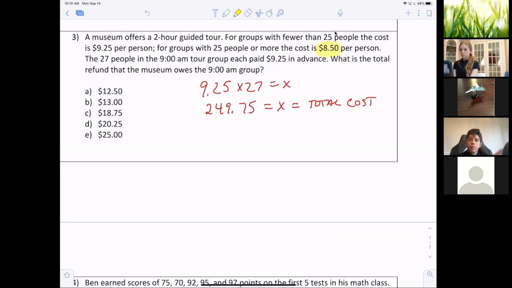Now remember, they should have only paid $8.50 per person. You agree with that? So it's what? So it's $8.50 times 27. What is that? It's okay.